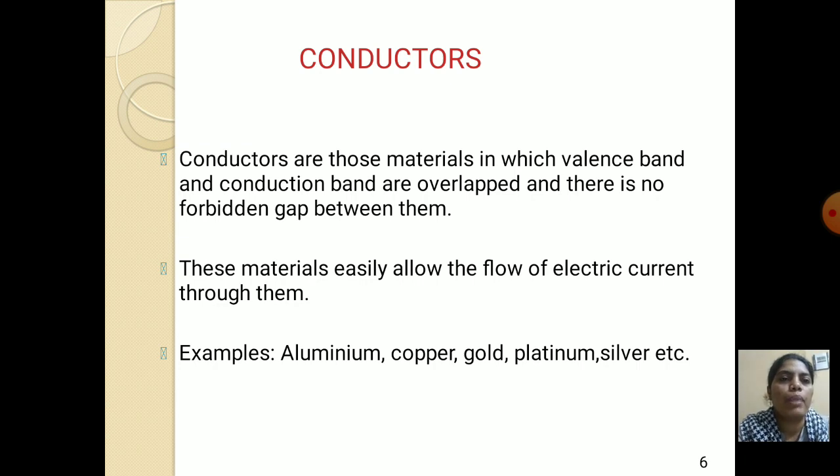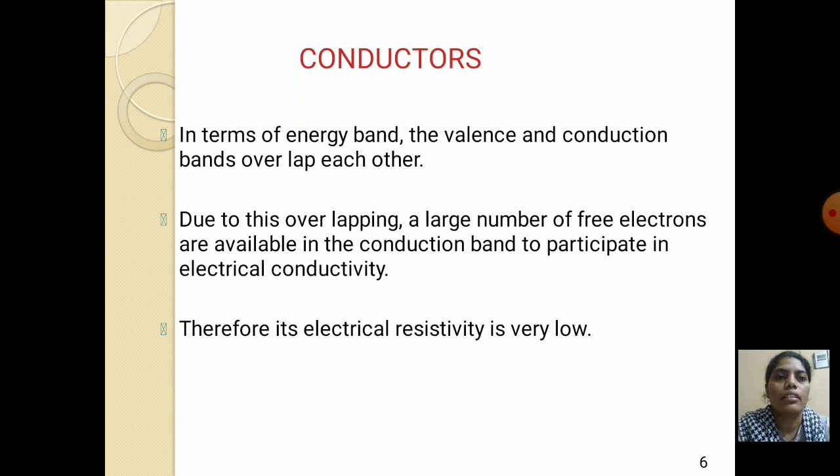Now the next type of materials are conductors. Conductors are those materials in which the valence band and conduction band are overlapped. Overlapped means there is no forbidden gap between them. So as there is no energy gap, they easily allow flow of electric current through them. Here are some examples: aluminium, copper, gold, platinum, silver, etc.